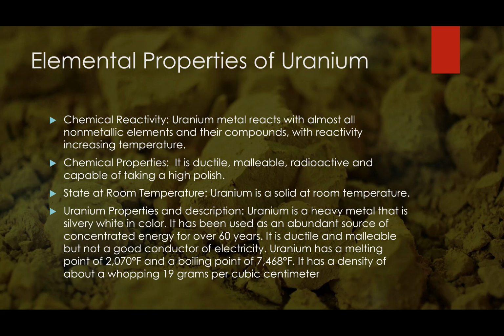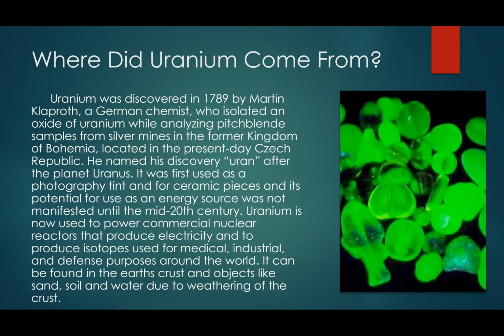Uranium properties and description. Uranium is a heavy metal that is silvery white in color. It has been used as an abundant source of concentrated energy for over 60 years. It is ductile and malleable, but not a good conductor of electricity. Uranium has a melting point of 2070 degrees Fahrenheit and a boiling point of 7,468 degrees Fahrenheit. It has a density of about a whopping 19 grams per cubic centimeter.